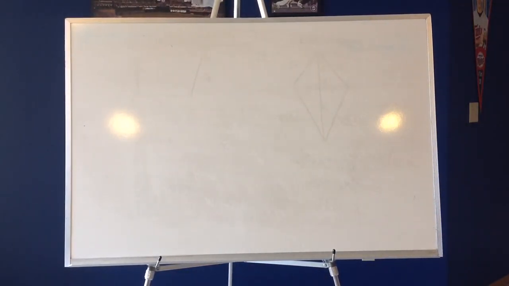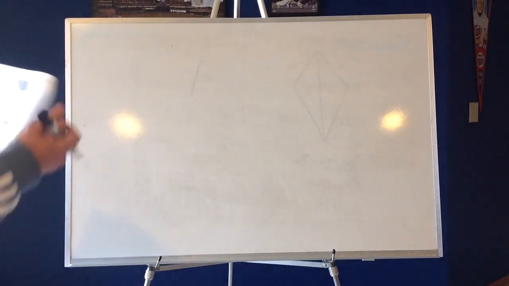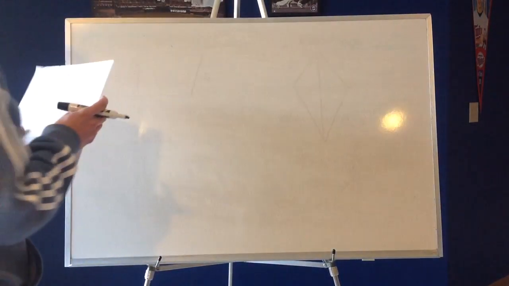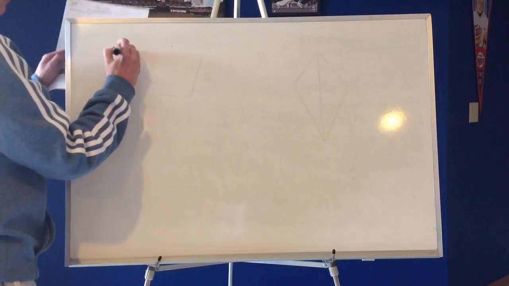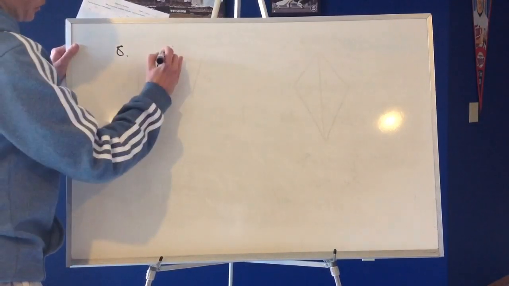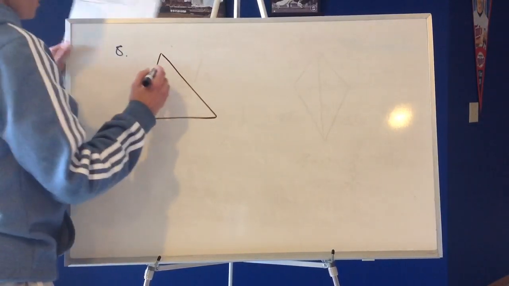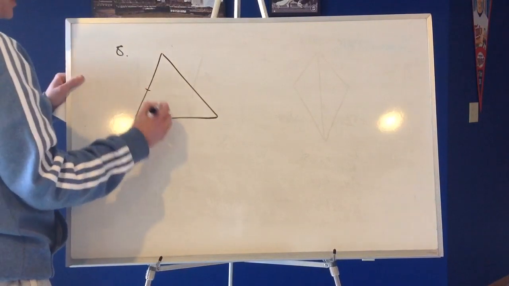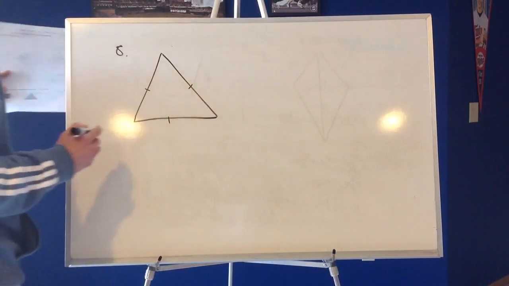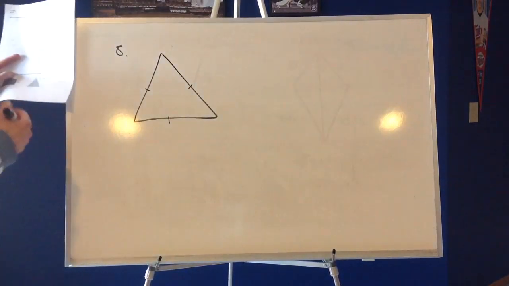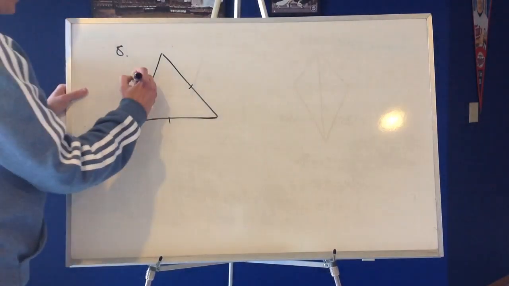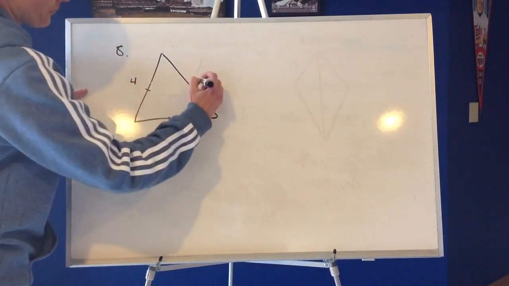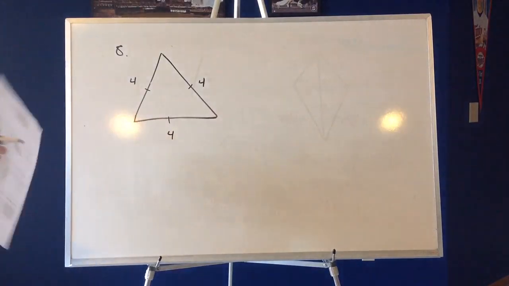So the next two we had were 8 and 9. And really they're actually done pretty much the same way. They're both working with triangles. Okay, on the first one it tells you it's an equilateral triangle, so all 3 sides are congruent. It tells you perimeter is 12, which would mean each side would have to be 4 when you divided that by 3.